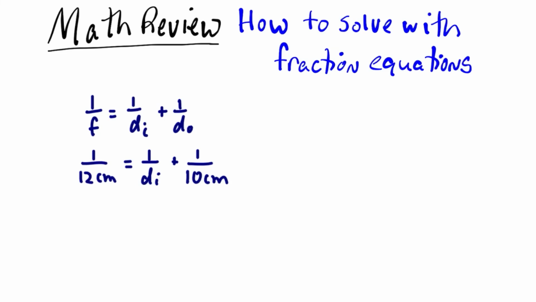Here's your math review. How to solve when you have fraction equations. So I have a lens equation problem, 1 over f equals 1 over d sub I plus 1 over d sub o. I plugged in the numbers, and now I want to solve down for d sub I.